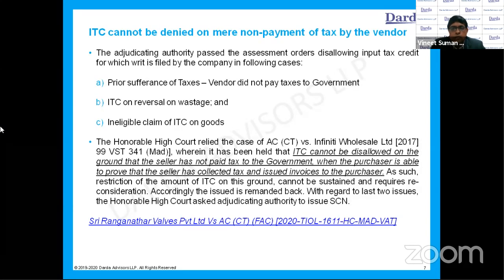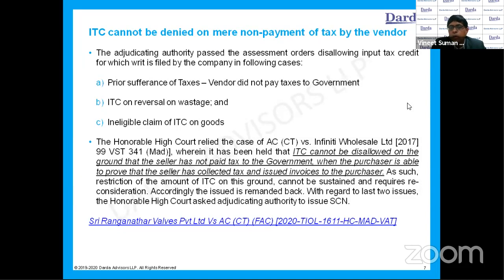But the ruling has given a very relevant point which can come in the case of GST also. I will read the relevant ruling aspect. ITC cannot be disallowed on the ground that the seller has not paid tax to the government, when the purchaser is able to prove that the seller has collected tax and issued invoices to the purchaser. So when I have legible documents and I have paid tax to the seller, why then should the matching concept or any other aspect stop me from claiming the benefit? And in this case, they gave the favorable judgment.